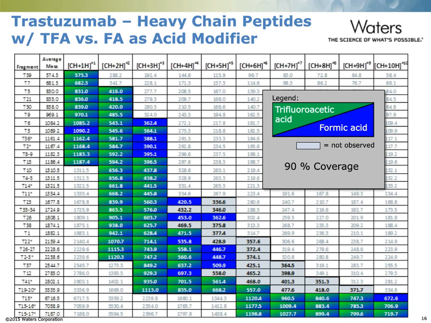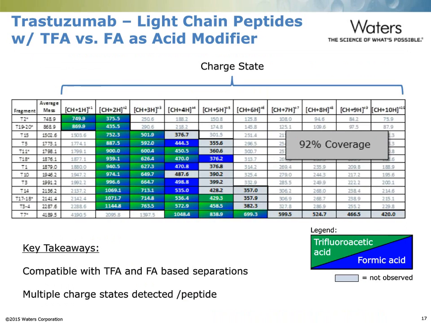So really the key takeaway is that we get high sequence coverage as well as important information for each of the peptides with the monoclonal antibody, and we can do this both with TFA and formic acid-based separation. And in most cases, we see multiple charge states for each peptide.